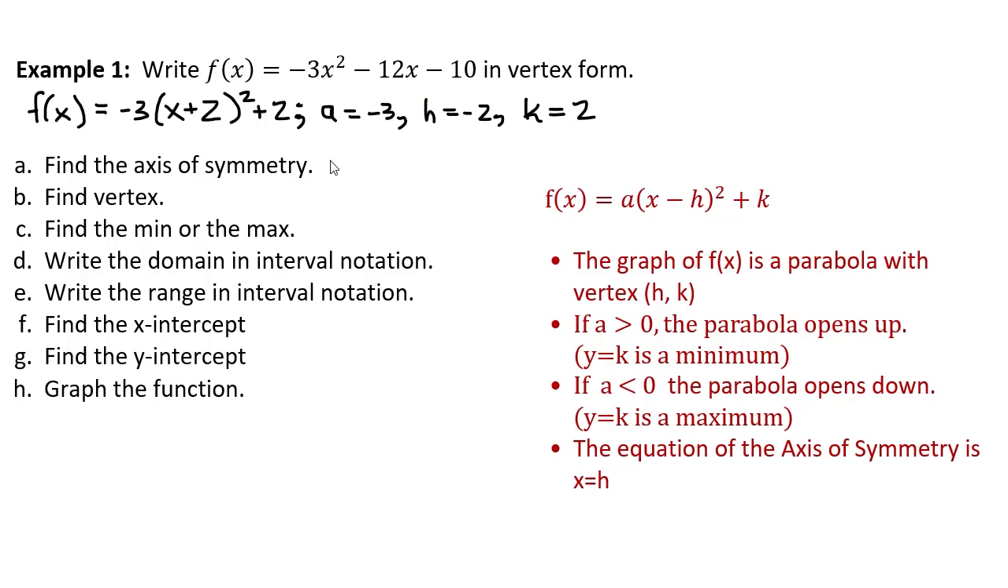So we know the equation of the axis of symmetry is x equals h, which is negative 2. The vertex is going to be the point (h, k), which is (negative 2, positive 2). Since a is negative 3, this opens down, so it's going to have a maximum, and that maximum will be at the y value of the vertex, so that is y equals positive 2.